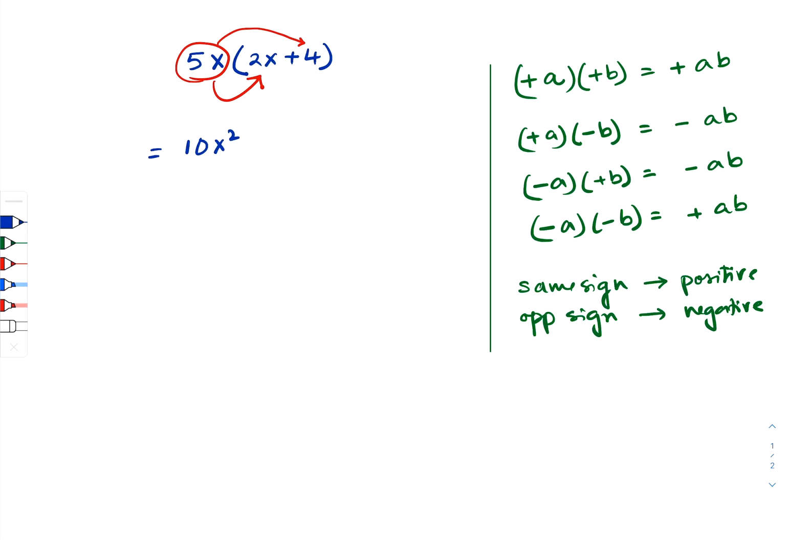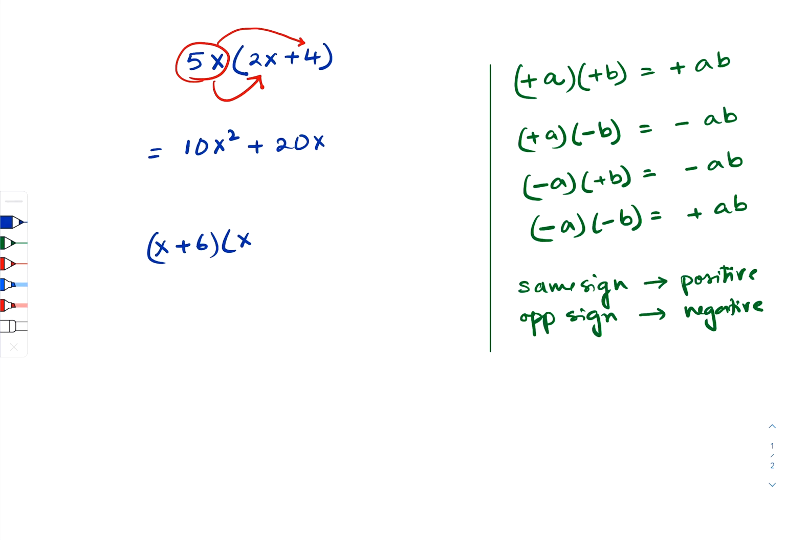So let's come back here. 5x times positive 4: 5 times 4 is 20, and of course both are positive, so positive 20x. And that's how that one goes. Let's take a look at another problem which requires a little different method.